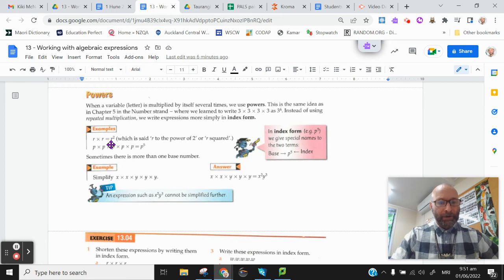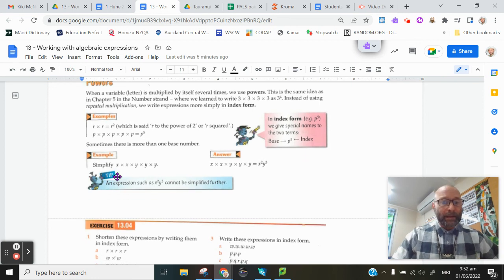So r times r is r to the power 2, or r squared. p times p times p times p times p is p to the power 5. And when we have something written in index form, in this case, the base is the letter p and the index is the 5. Now we're going to extend that: x times y times y times y. We simplify that as x to the power 2, the x times x, and then y times y times y is y to the power 3, and that is as simplified as we can make it. This cannot be simplified any further.